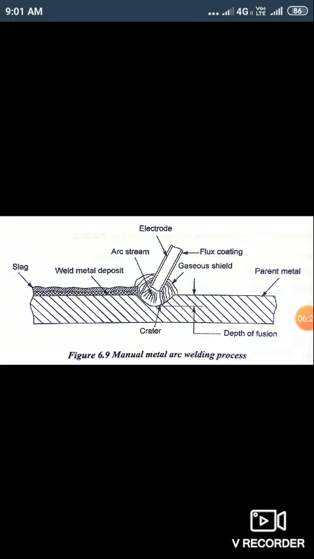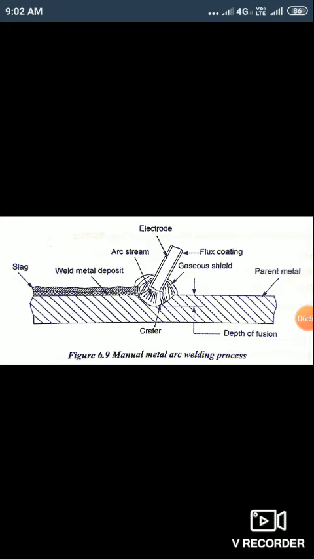Horizontal, vertical, and any type of welding position can be done using this type of welding. It can be used under almost all weather conditions. The arc is continuously visible to the welder. In the case of shielded metal arc welding, the arc is visible. In the case of submerged arc welding, the arc is not visible.